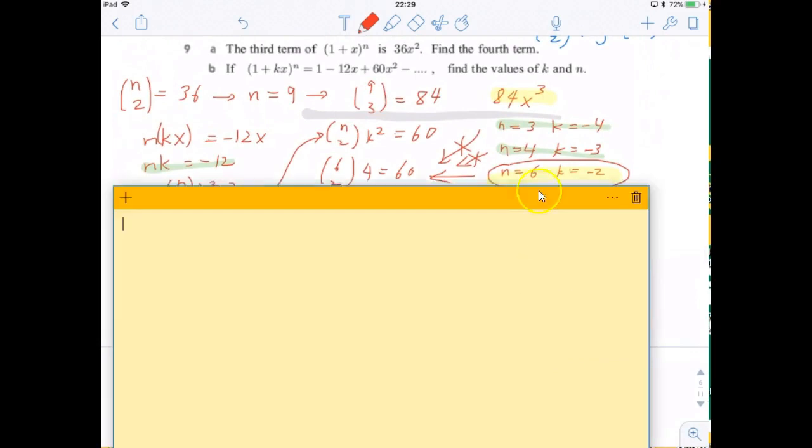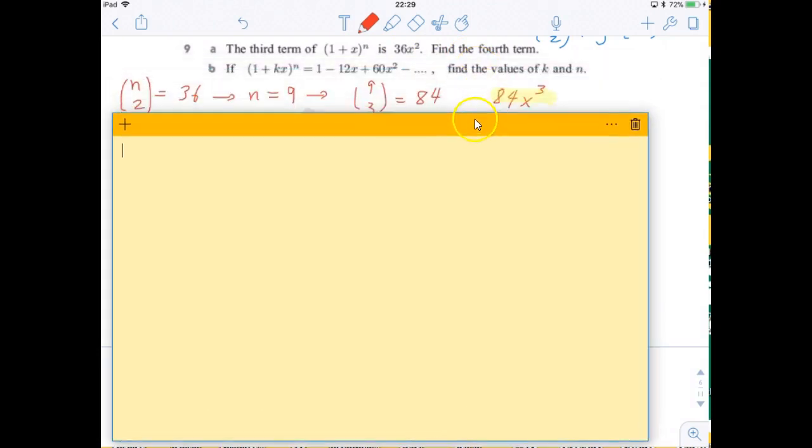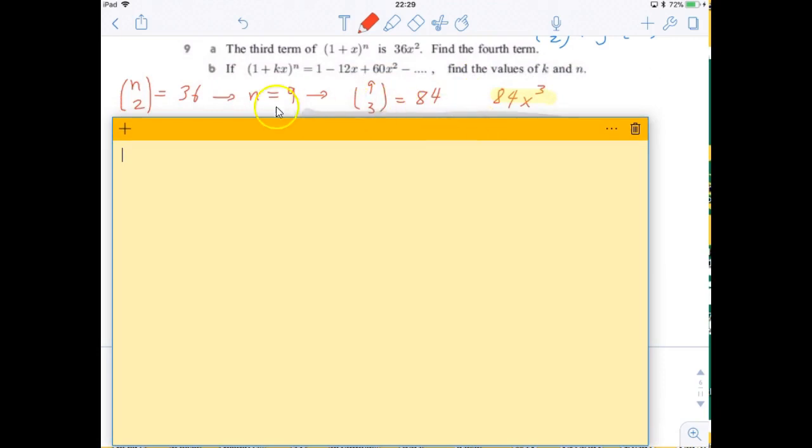9a. The third term of the quantity 1 plus x to the nth power is 36x squared. Find the fourth term. Okay, this is a little bit different than usual, isn't it? So let's first of all confirm that the third term would be 36x squared by using the Pascal's triangle coefficient n chooses 2.